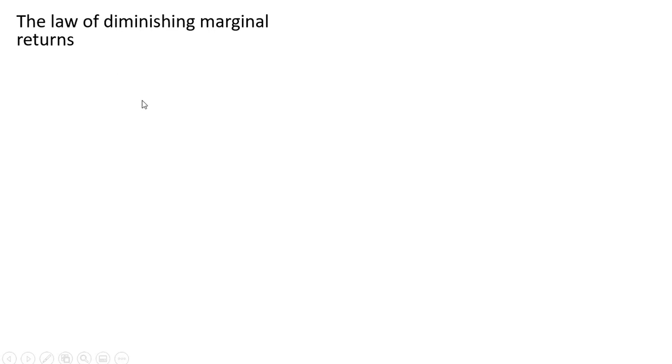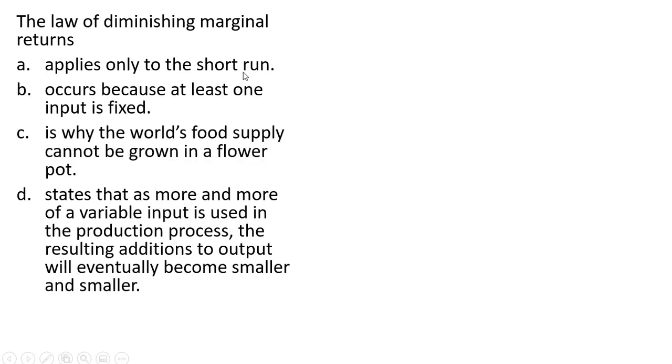The law of diminishing marginal returns applies only to the short run. That is true. B, occurs because at least one input is fixed. That is true. C, is why the world's food supply cannot be grown in a flower pot. That is true. We can think of the flower pot as a fixed input, so we could keep adding more and more variable inputs into this flower pot, more seed, fertilizer, water, but there's going to come an upper limit on how much we can produce. And D here states that as more and more of a variable input is used in the production process, the resulting additions to output will eventually become smaller and smaller. That is true. So the correct answer here is all answers are correct.